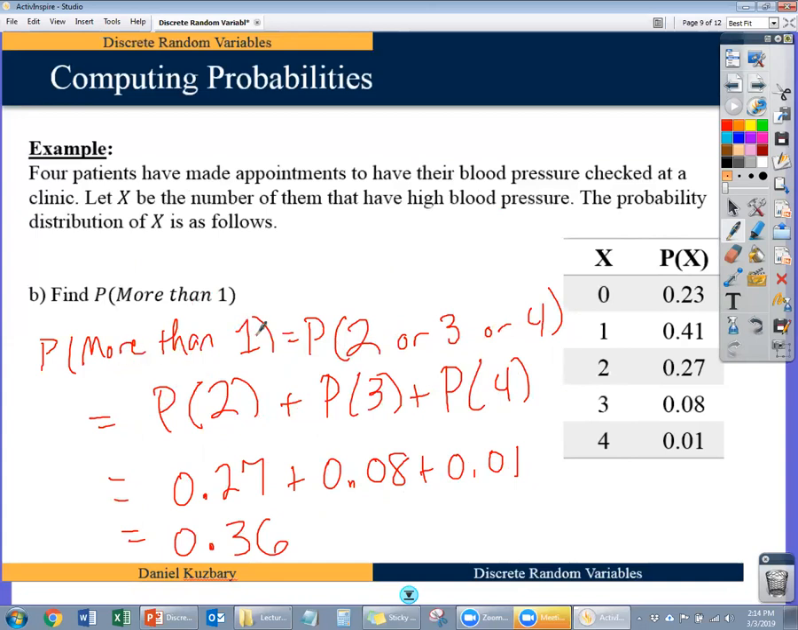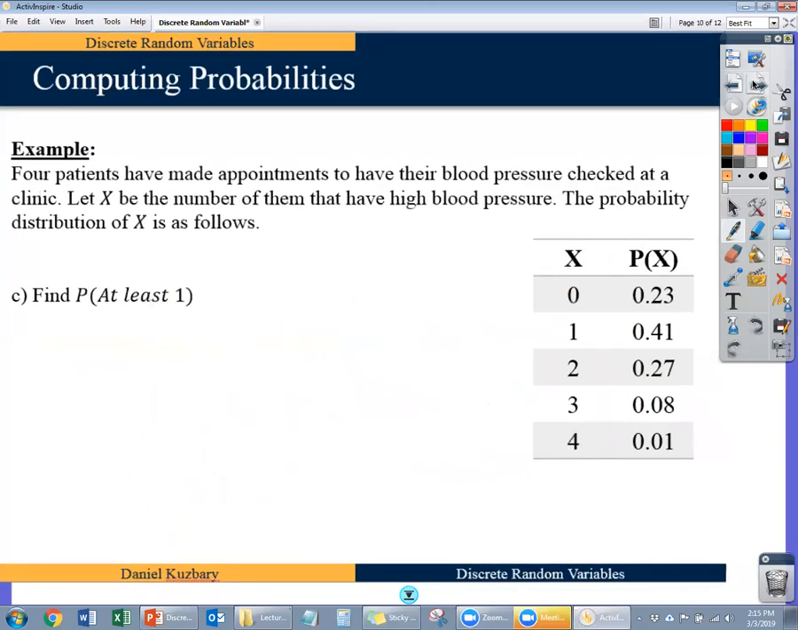The probability that more than one of them have high blood pressure is the probability of 2 or 3 or 4 of them. So either exactly 2 or exactly 3 or exactly 4. Add them up. They're mutually exclusive. So that breaks down to that. And nice. So it's really not hard to find probabilities once you have the distribution, which is nice. Let's do another one. Let's do the probability that at least one has it.